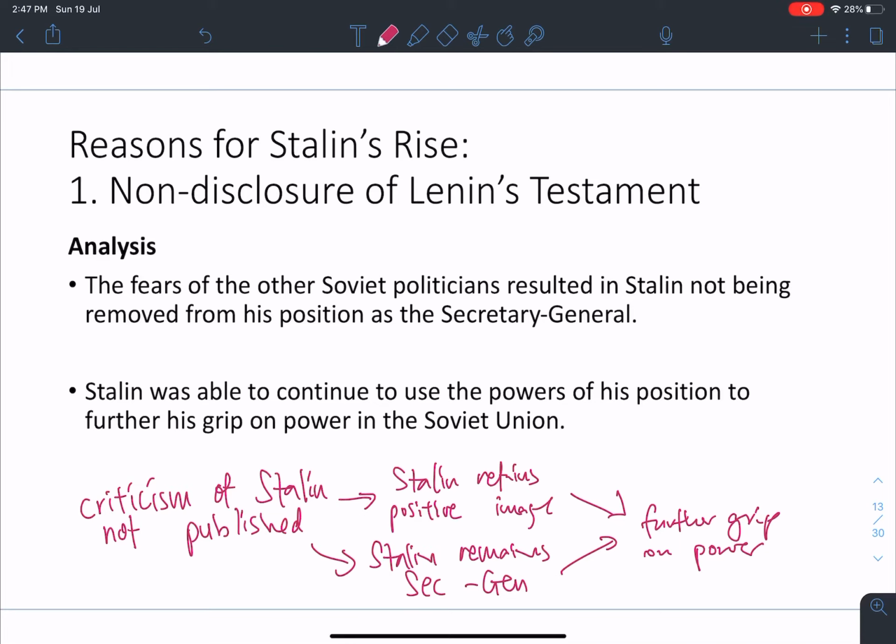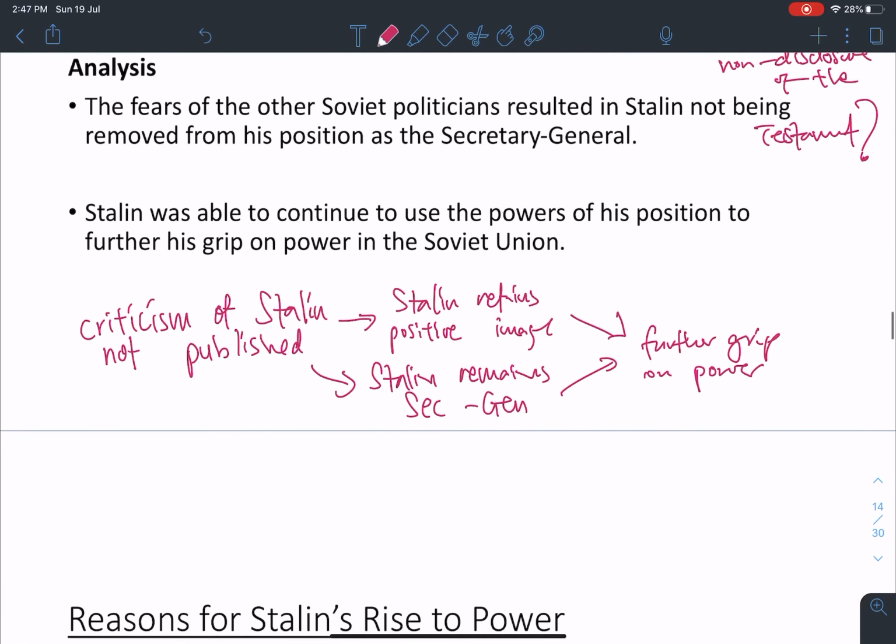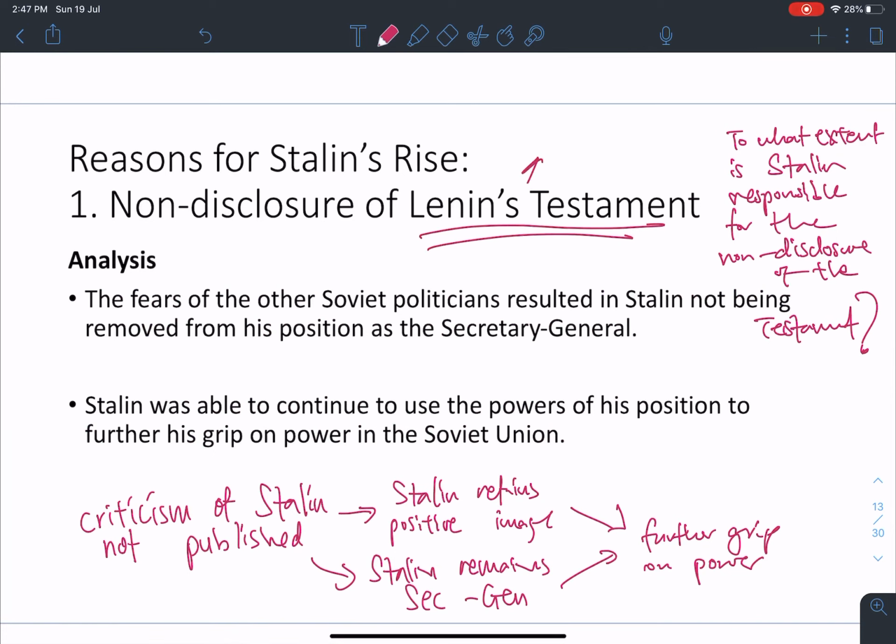We must think about this. What caused the non-disclosure of Lenin's Testament? It's something to think about. To what extent is Stalin responsible for the non-disclosure? I think that this point is very useful because it shows that this is a factor which is beyond Stalin's control, right? He can't actually say, guys, we don't publish. Because it has to be everybody else who is saying this in order for the testament not to be published. And furthermore, the testament did say Trotsky should be leader.